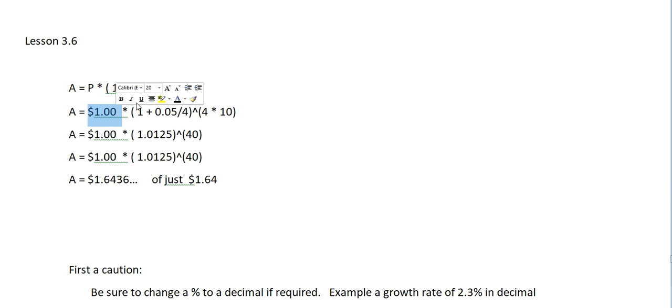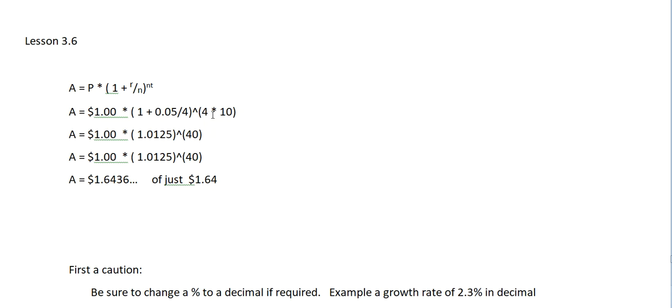We put $1 in. We're going to put it in at 5% interest. Notice that's not 5 with the little percent sign. It's 0.05, or 5 per hundred. Okay, so 0.05 is the interest rate. We're going to compound it 4 times annually. N is 4. And we're going to let it sit for 10 years.